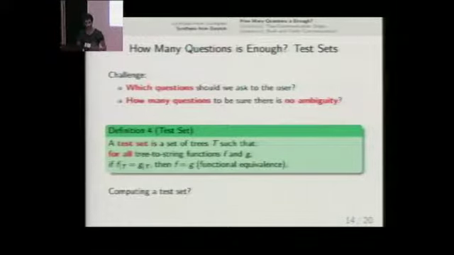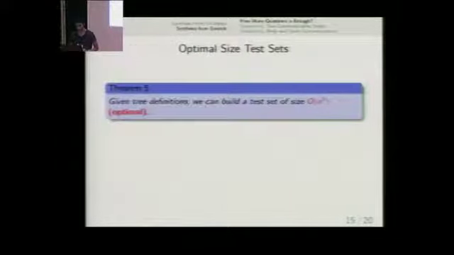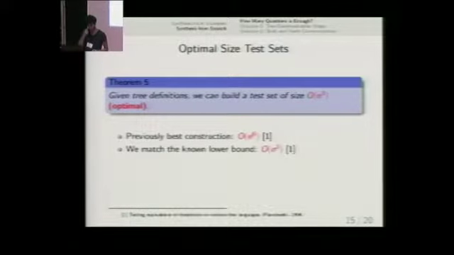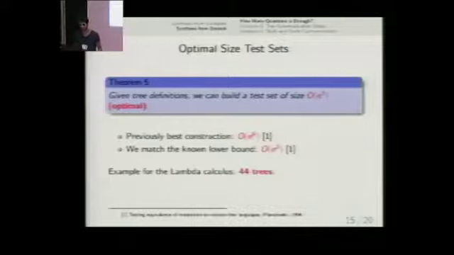And the question now is, from tree definitions, how can we compute such a test set? We have given a new construction that enables us, from tree definitions, to build a test set of size n to the power of 3. And this is optimal. The previous best construction was, as I said, n to the power 6. It's a very old result. And we match the known lower bound from the same paper, which was proven to be n to the power of 3. For the lambda calculus example, you would have, in fact, 44 trees in this test set. So this will be a lot of questions to ask the user.